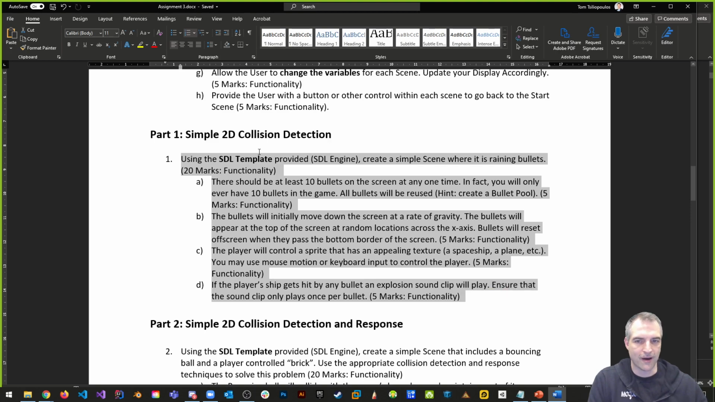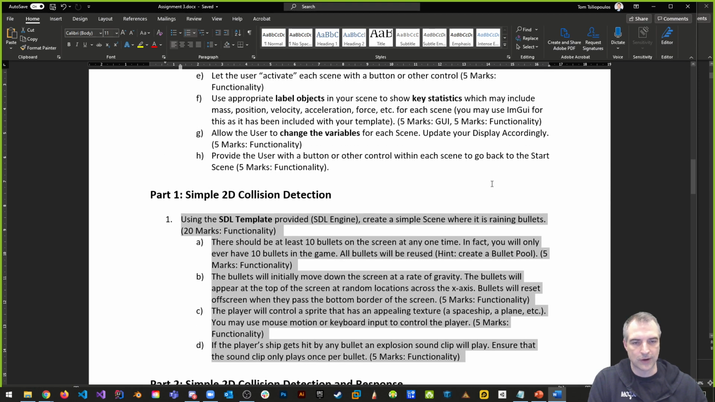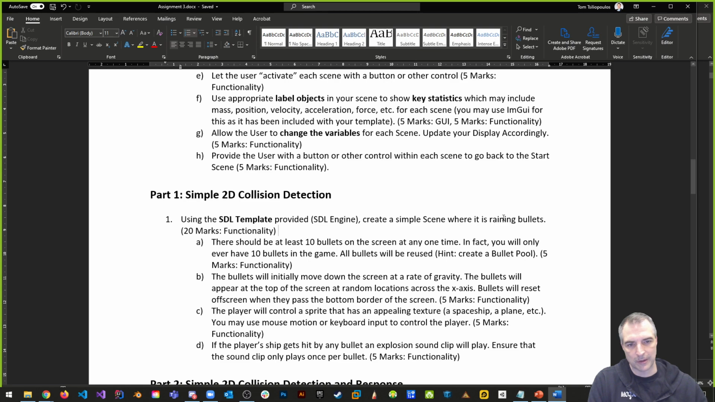Now, be aware that the person who's using your scene can turn up the speed, do different things, increase gravity. It's raining bullets. The bullets aren't being fired at the player. They're going to be coming down at the player at the rate of gravity, which means they're going to be accelerating. Please keep that in mind when you're making this first scene. Okay.